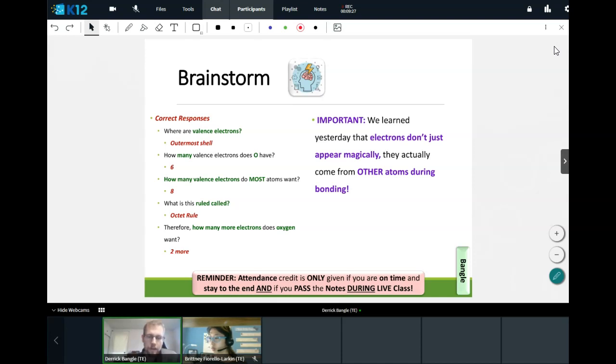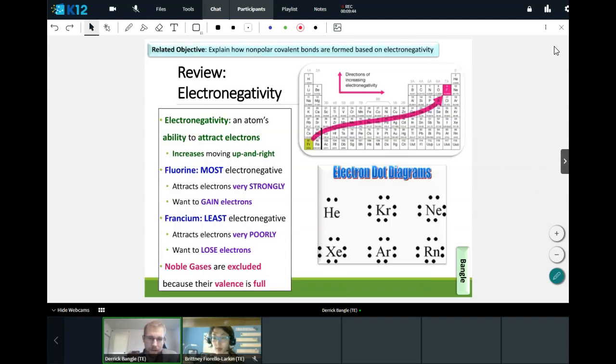So important, just to mention, we learned yesterday that electrons don't just appear magically, they come from other atoms during bonding. That's how chemistry works. When we form a bond, either ionic like yesterday or covalently like today, that's called a chemical reaction. All right, so let's just review electronegativity for a bit.